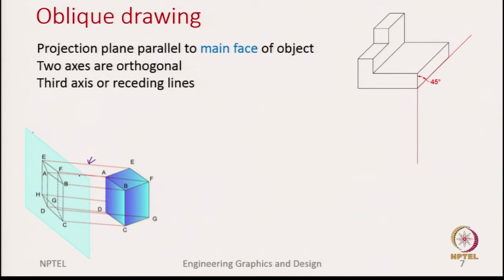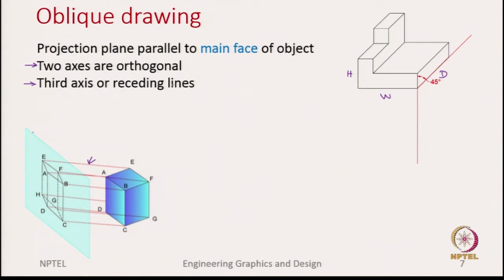What you will notice is this. First, two axes are orthogonal. So, let us say the width and the height, both of these are orthogonal, but when you look at the depth, these lines which represent the depth, we call them receding lines. They are all parallel to each other, but they are at an angle. So, depth, which we use in this example, is the third axis. They are also called receding lines or receding axes.